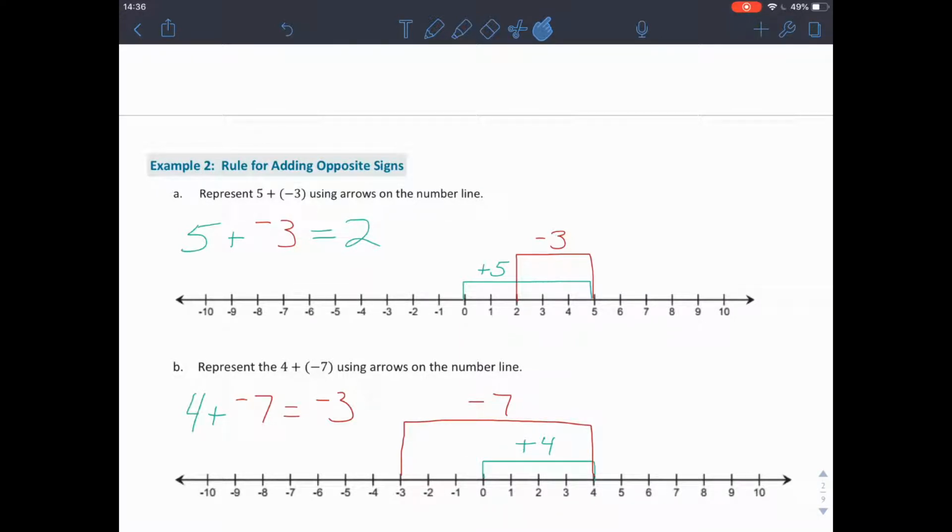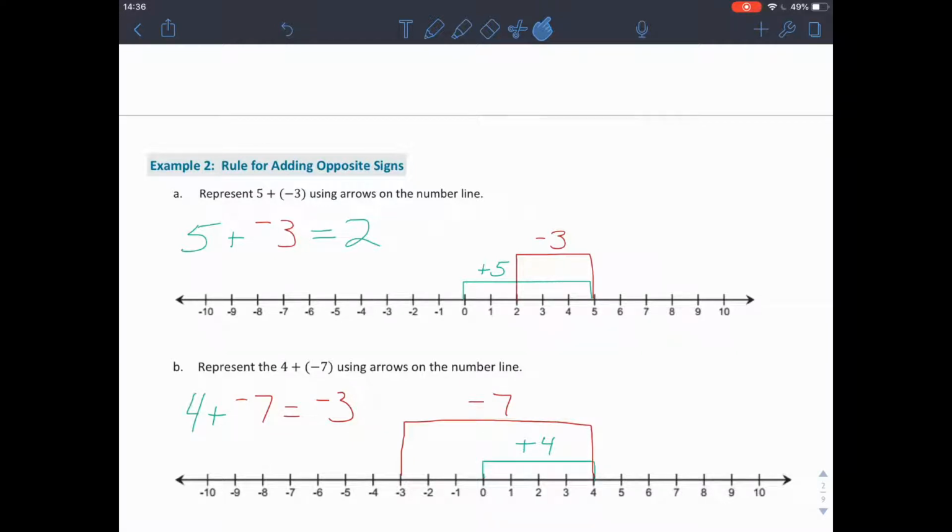Let's look at what happens with 4 plus negative 7. Just like before, I start at 0, and I move right to positive 4 because it is a positive number. Then, since my second addend is negative, I am moving left 7 spaces. This time I'm moving farther than my positive line went, and I'm crossing back over 0 to end up at negative 3. So I crossed over my line again, but this time I went past it.